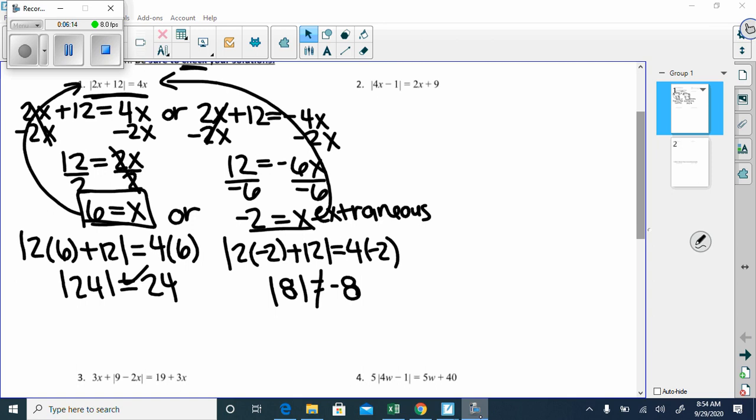Okay, so on number 2, can you guys attempt that one for me, and then we'll check it together?